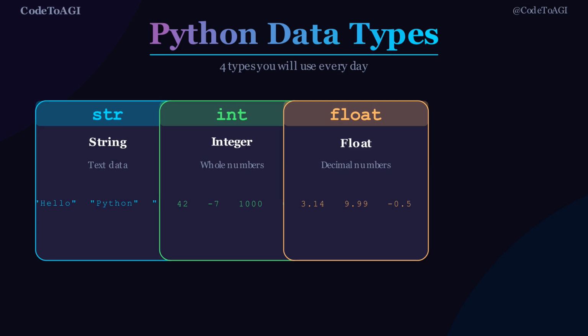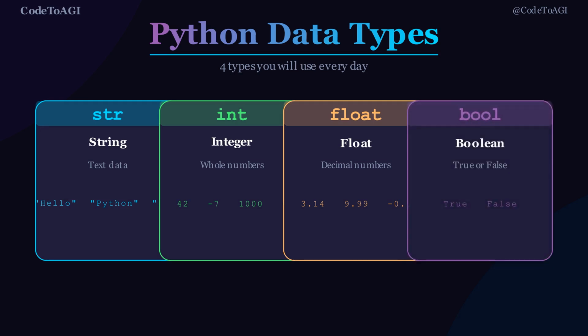Third, float. Floats are numbers with a decimal point. 3.14, 9.99, -0.5. Use floats whenever you need precision. Fourth, bool, which stands for Boolean. Booleans have only 2 possible values, True or False. Notice the capital T and capital F. Booleans are incredibly powerful. They are how Python makes decisions. The most important thing to know, Python detects the type automatically. You never need to declare it.